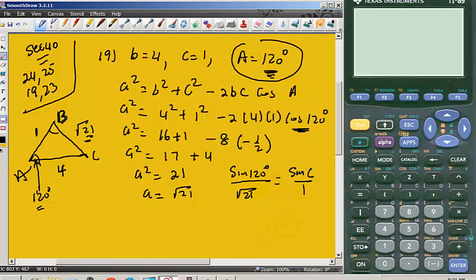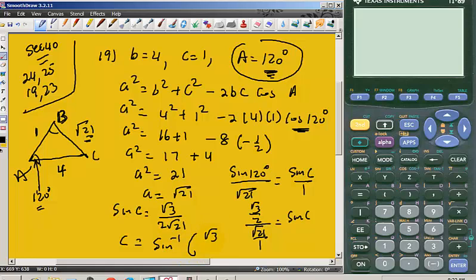Sine of 120 degrees is going to be rad 3 over 2, and that same thing is 60 degrees. So I have rad 21 is equal to sine of C. So sine of C is equal to, over 1, rad 3 on top and 2 rad 21. Then my C is going to be sine inverse of rad 3 over 2 rad 21.